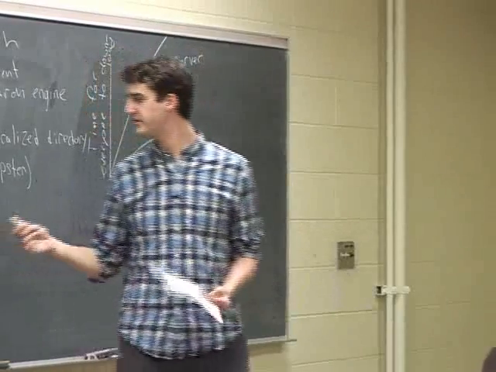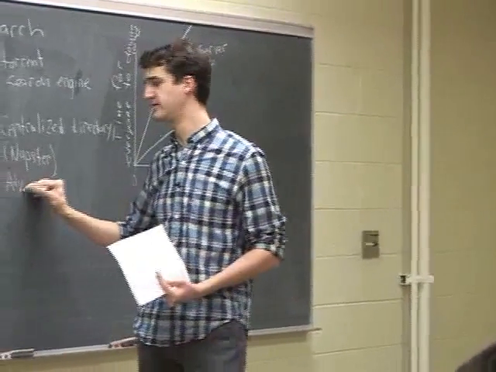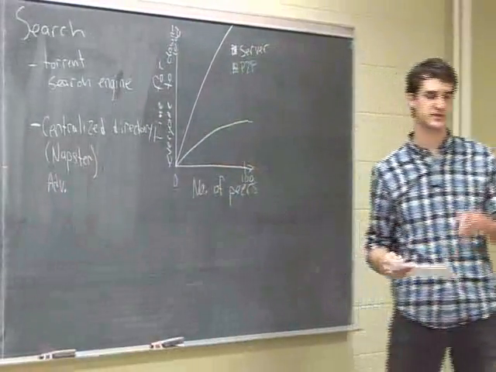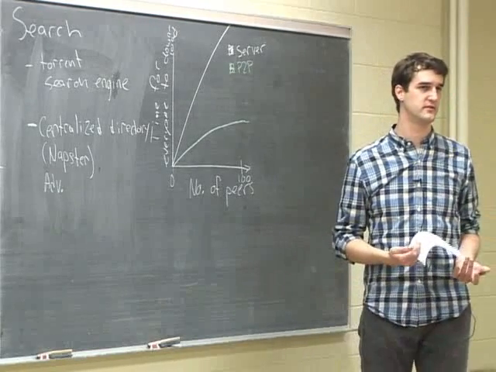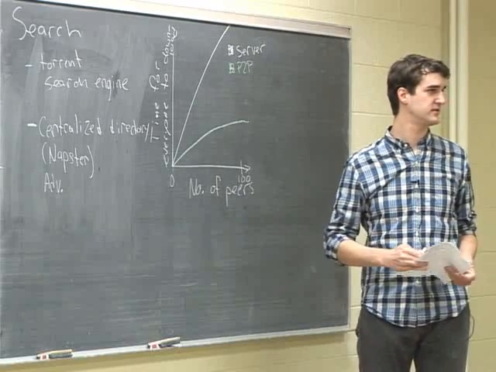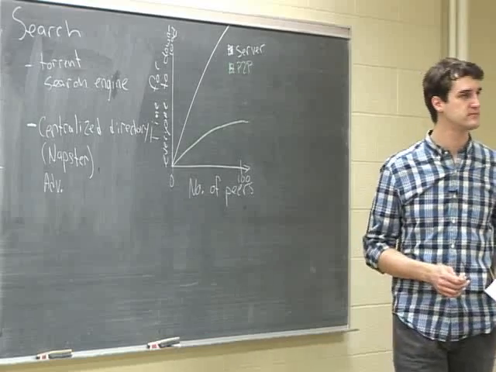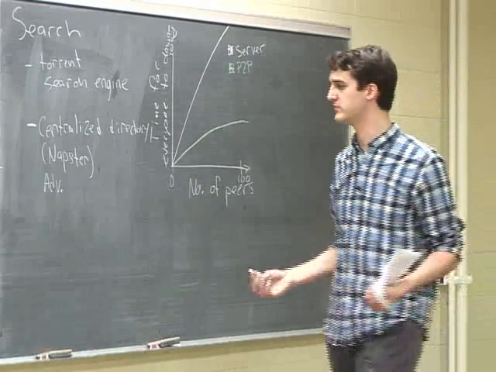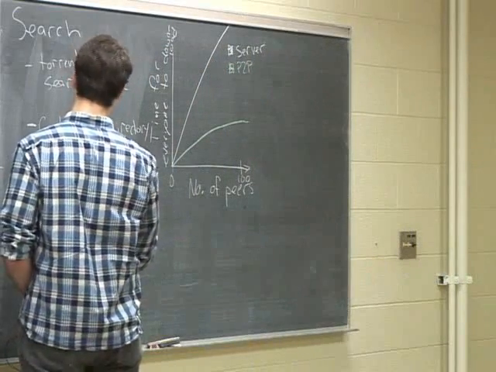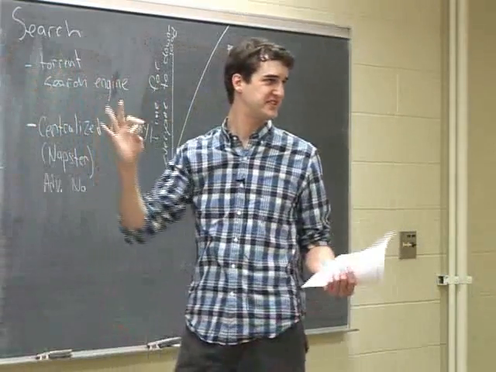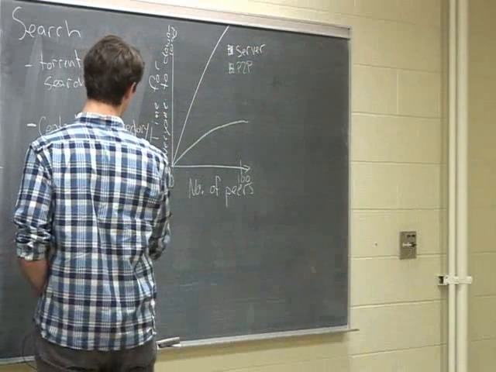But let's go over what the advantages and disadvantages are of having a centralized directory. So what are the advantages? Anybody know? Yeah? You don't need a torrent search engine because you have this directory server that you can search through. Okay, so you don't need some sort of search engine. Well, in a sense this is sort of a search engine, but you don't need a third-party search engine.